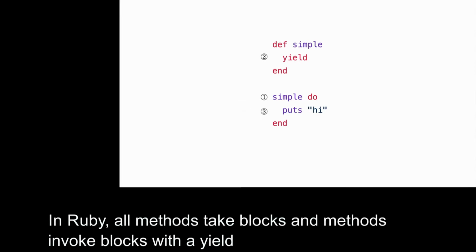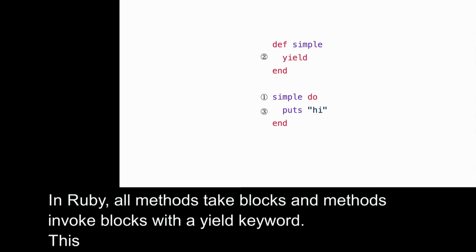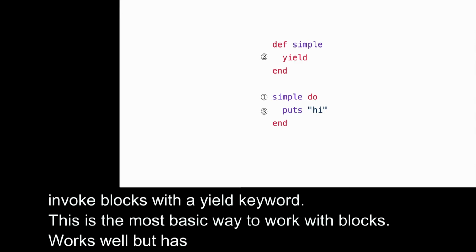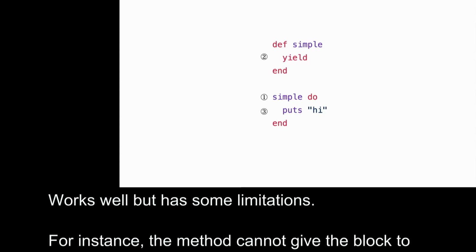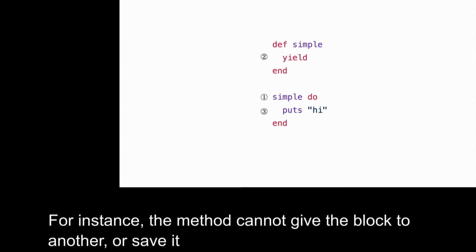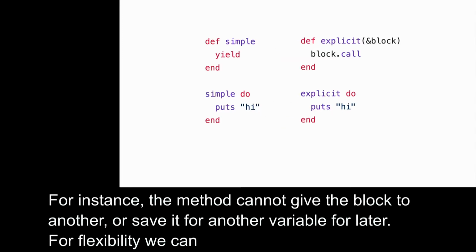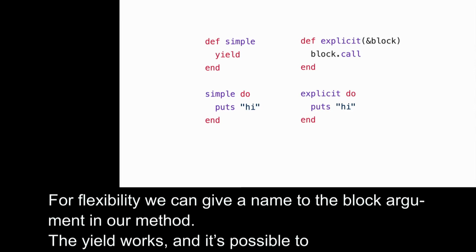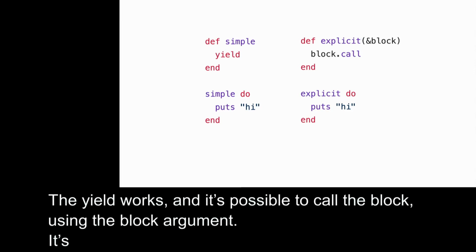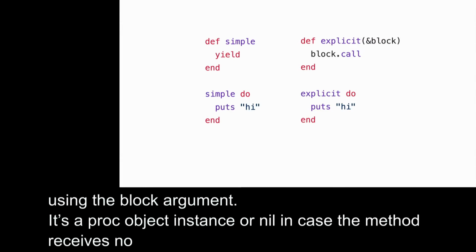the yield keyword. This is the most basic way to work with blocks. It works well, but has some limitations. For example, the method can't pass the block it receives to another method. It also can't save the block into a variable for later. For more flexibility, we can give a name to the block argument in our method. Yield still works, but it's also possible to call the block using the block argument. The block argument is a proc object instance, or nil, in case the method receives no block.